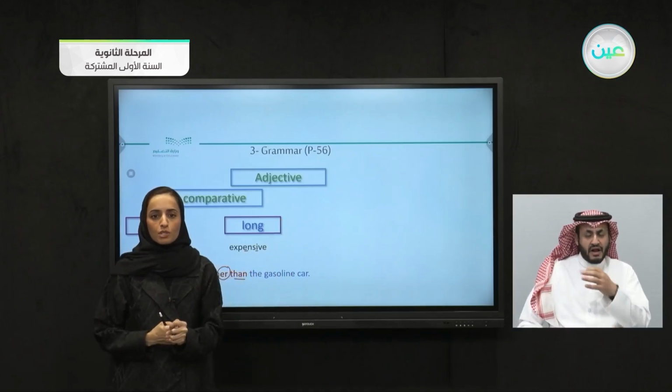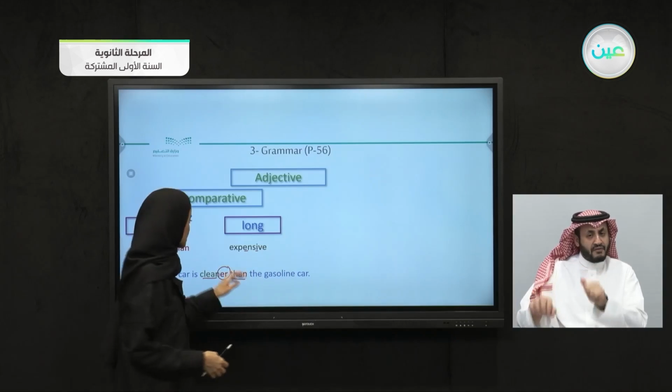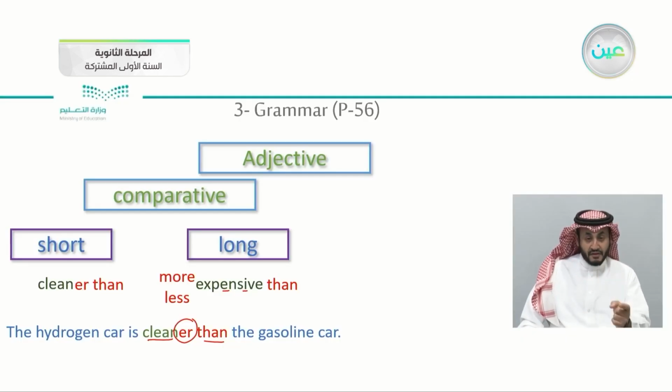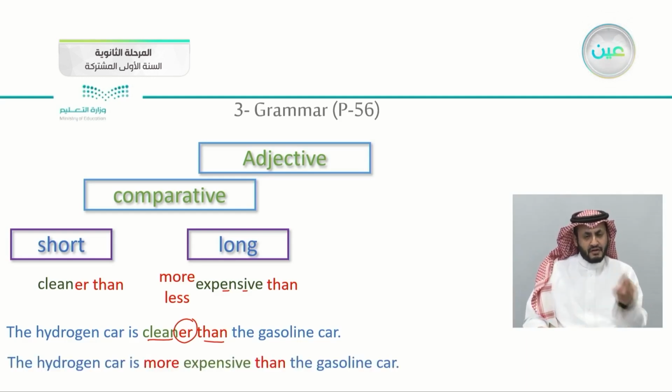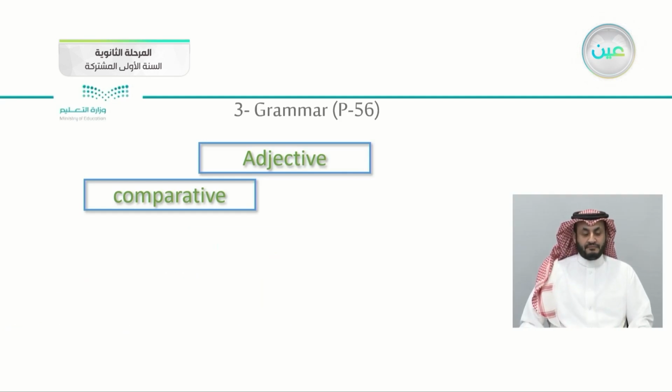So what would we use? We will add words, not letters. So I will say it is more or less expensive, comparative, than. So the sentence will be, the hydrogen car is more expensive than the gasoline car. Expensive. More expensive than. Long adjective, never make it longer. Just add a word to it. It is more expensive than. So let's try to do the comparative in here.